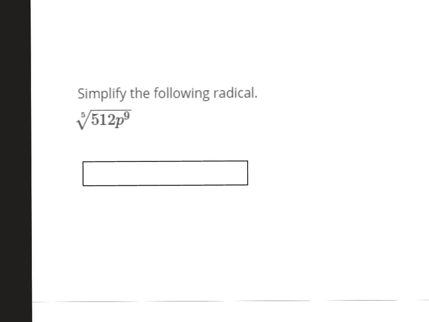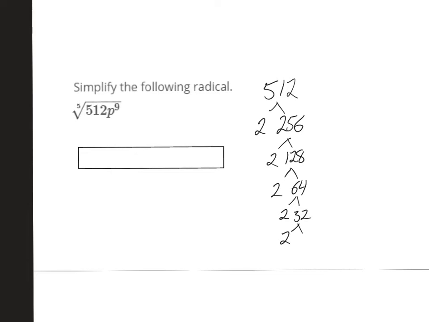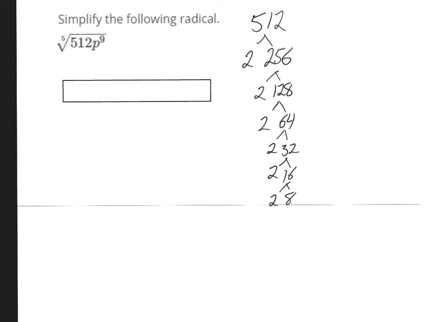Okay, the next question, we're doing the same exact thing again. So we have 512. We can simplify that by 2. So 2 and 256, 2 and 128, 2 and 64, 2 and 32, 2 and 16, 2 and 8, and then 2 and 4, and then 2 and 2.